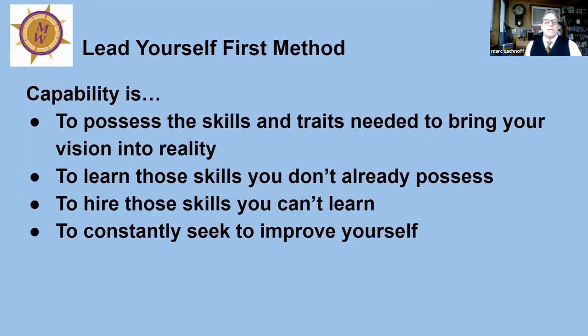So capability is to possess the skills and traits you need to bring your vision into reality. And so what if you don't have all those skills? Well, learn them. It's to have the spirit to learn those skills you don't already possess. And if you can't or won't learn those skills or don't have the time, then you can hire the skills that you can't or won't learn to surround yourself with capable people. And in fact, all successful leaders always surround themselves with capable leaders. And on top of that, it's to constantly and continuously seek to improve yourself.